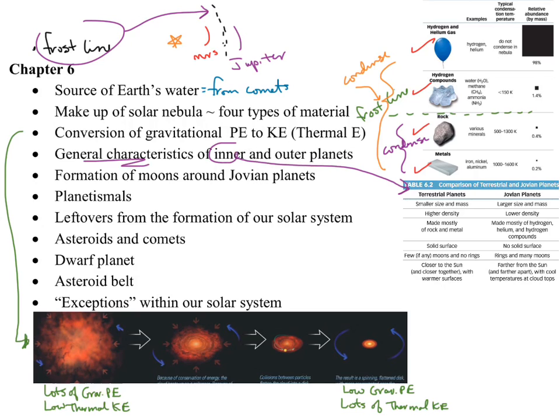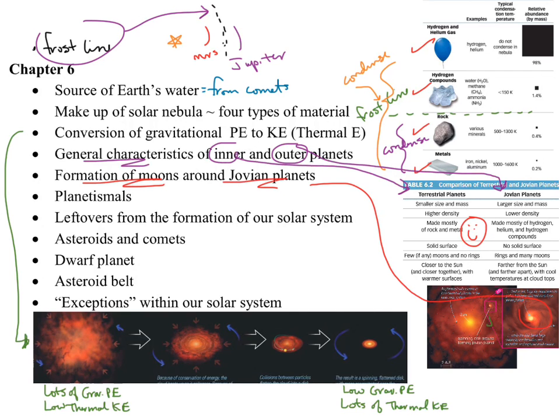Okay. All right. Then this is a table from your textbook that compares the terrestrial planets versus the Jovian planets. The formation of moons around the Jovian planets. Do you recognize this? So the sun is in the center there, and there's Jupiter. It has its own little accretion going on for its moons. The term planetesimal simply means like a pre-planet, basically. Okay?